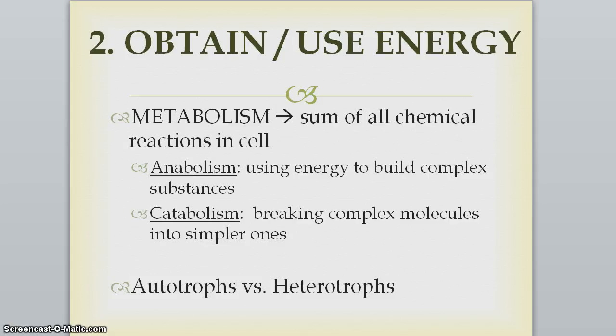We can also look at different types of organisms and how they obtain and use energy. Autotrophs, for example, will make their own energy. Okay? These are the plants. They go through photosynthesis to make energy. Heterotrophs must consume other organisms in order to get that energy.